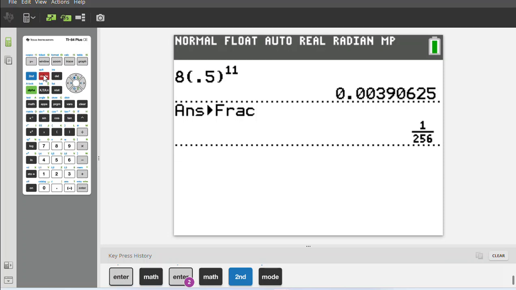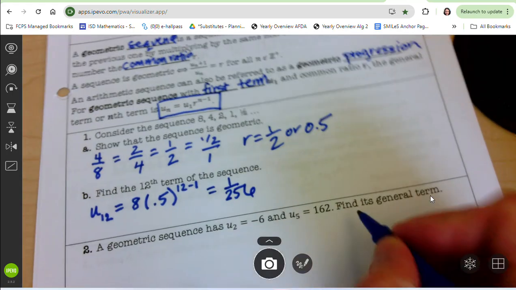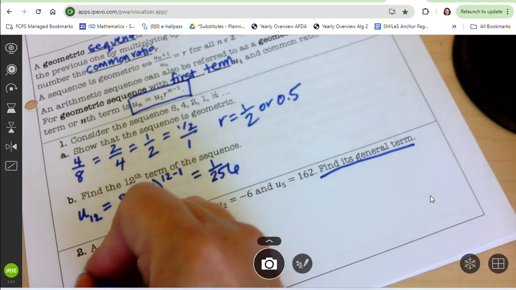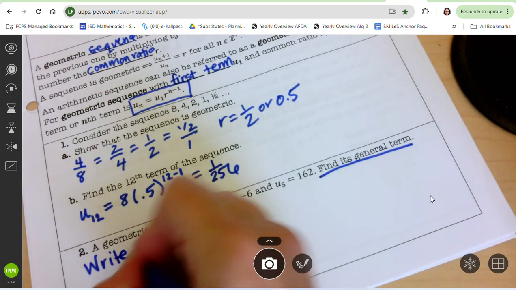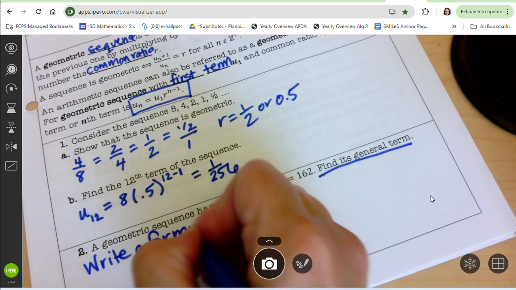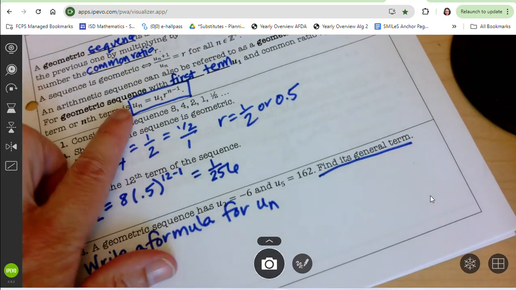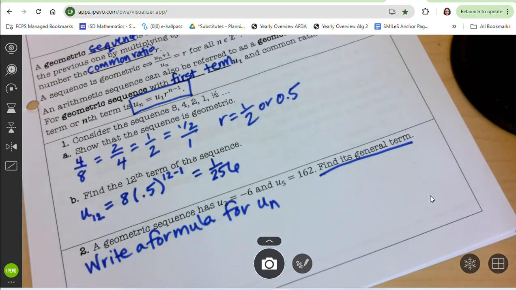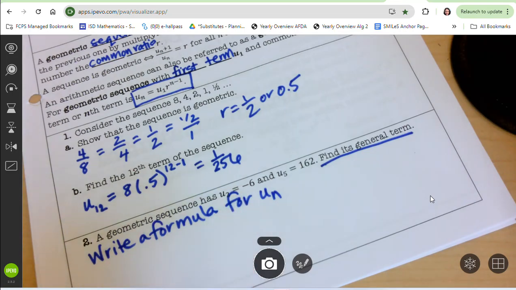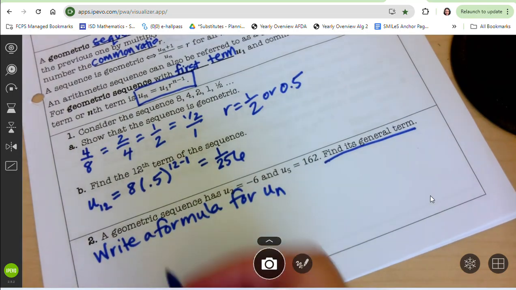All right. So when it says find its general term on the notes, they're saying write a formula for u sub n. Okay, see this? Find its general term. That means write a formula for u sub n. And so it's going to start with this one up here. Actually, it's not, because that's not u sub 1, right? So what we're going to need to do is we're going to need to find u sub n, and we're going to need to find u sub 1, and we need to find r. So first we're going to find r.